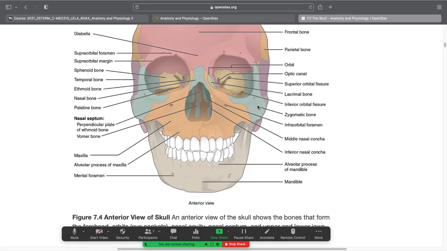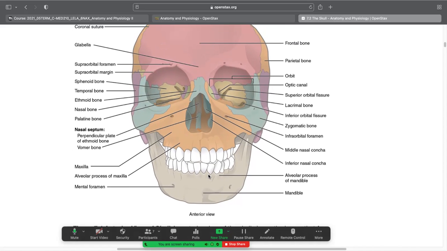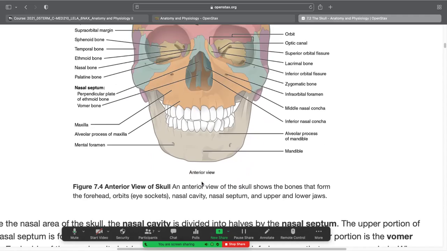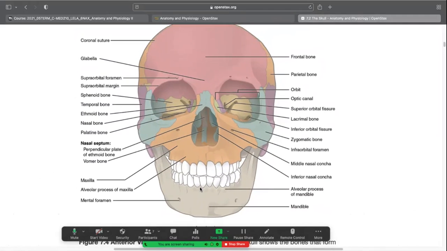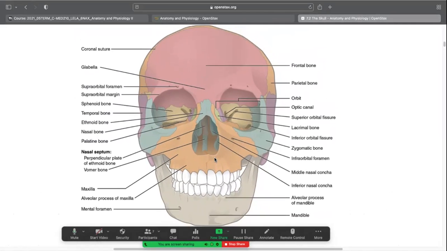Zygomatic, which is your cheekbones. You have your maxilla, which is the upper part here, including your teeth, and your mandible, which is your jaw right down here, okay? So just know the ones that I just talked about, basic. You don't need to know every little thing here, but eventually you're gonna have to know every little thing there for future training. And that is the frontal view of your skull, also known as your cranium, also known as the very top part is also known as your calvarium.